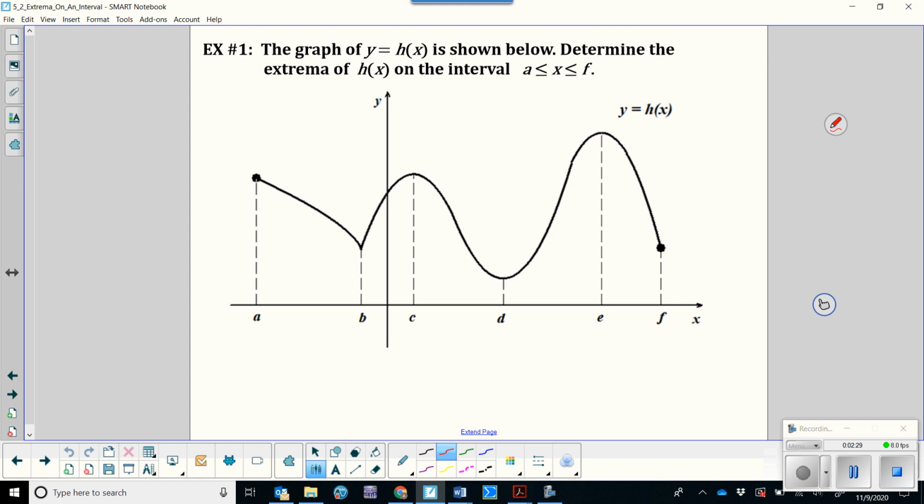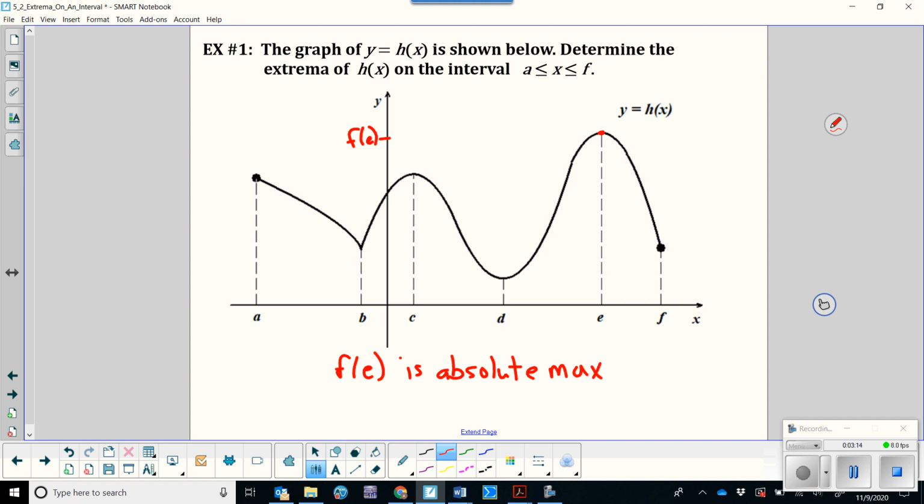We're going to answer absolute first, and then we're going to go back on this same graph and answer where we have relative. For absolute, I'm just going to use red to show absolute. Absolute would mean the largest value or the smallest value. So for example, right here, where we have E, f of E is going to be our maximum. So f of E is the absolute max.